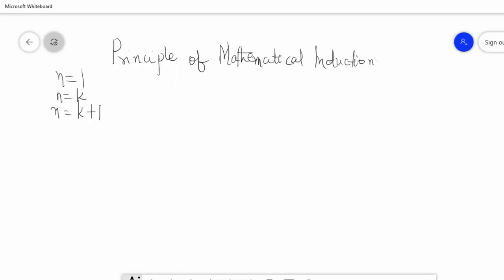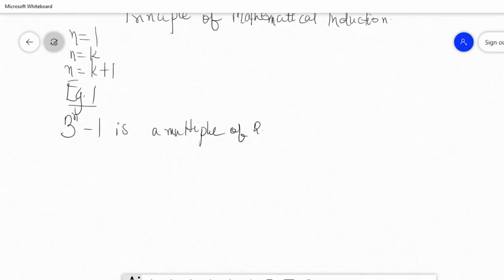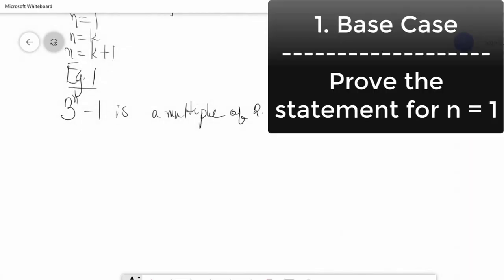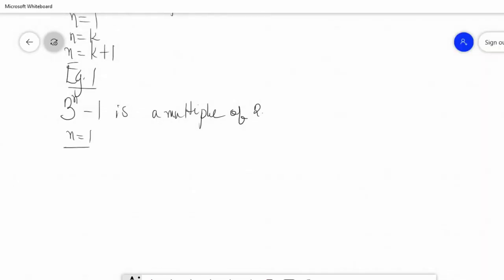Example 1: we should prove that the expression 3 to the power n minus 1 is a multiple of 2. From what we know so far, we must first prove this iteration using n equals 1. So for when n is equal to 1, we shall have 3 to the power 1 minus 1. And this gives us 3 minus 1, which is equal to 2. And as we know, 2 in itself is a multiple of 2.